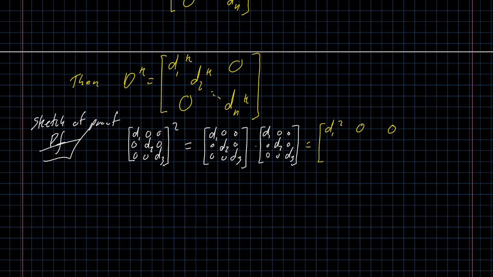Second row, first column, I get a bunch of things multiplied times 0. Second row, second column, I'll end up with the D2 being multiplied by D2, giving me the D2 squared. And then I get a bunch of zeros until I go down to the third row, third column.